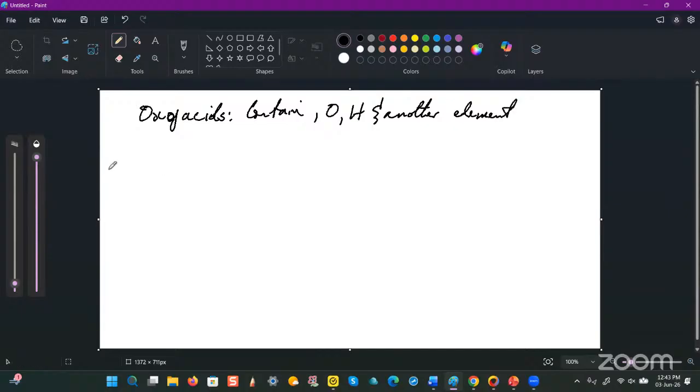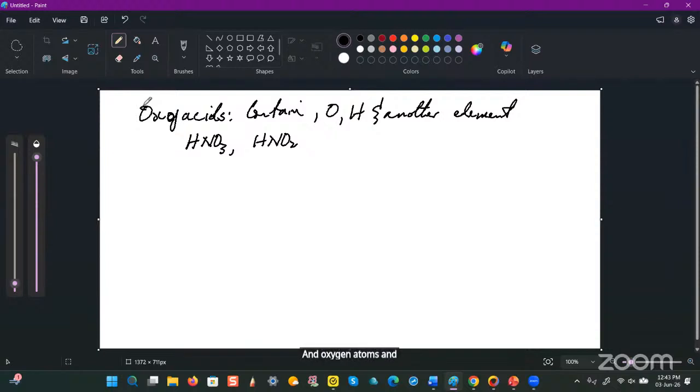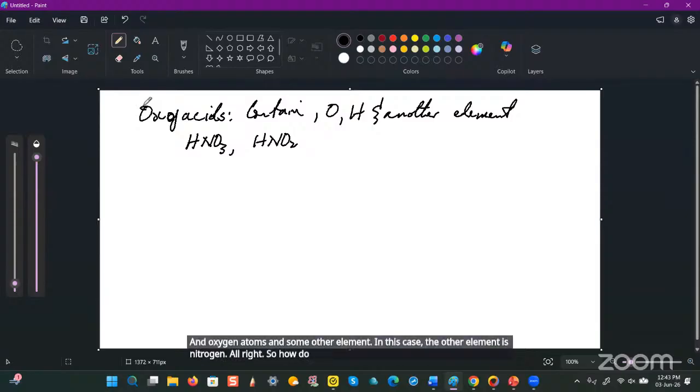All right. So just to give you a couple of examples of oxyacids, you have HNO3 and you have HNO2, right? So those are examples of oxyacids because they each contain at least one hydrogen atom, it can contain more actually, and oxygen atoms and some other element. In this case, the other element is nitrogen, all right? So how do we go about naming these particular compounds?